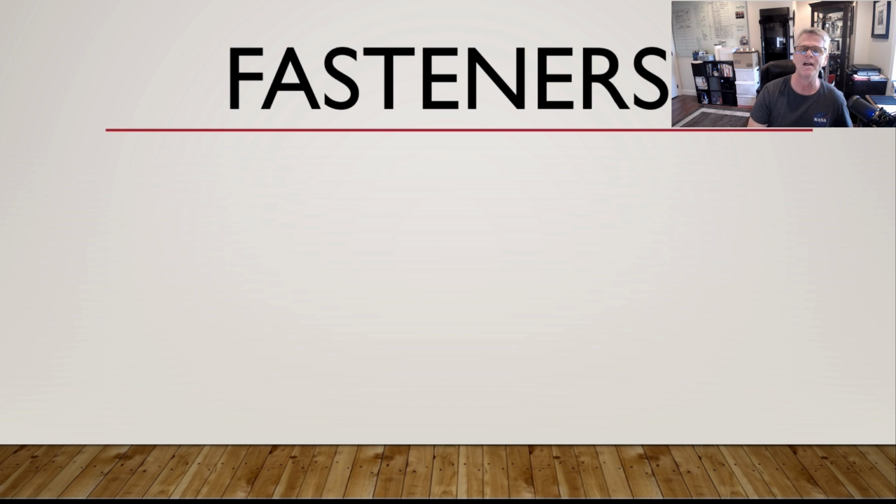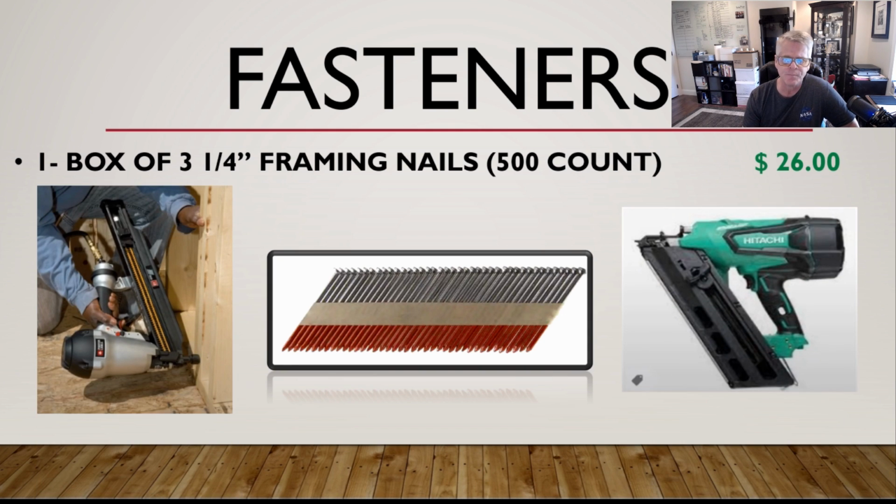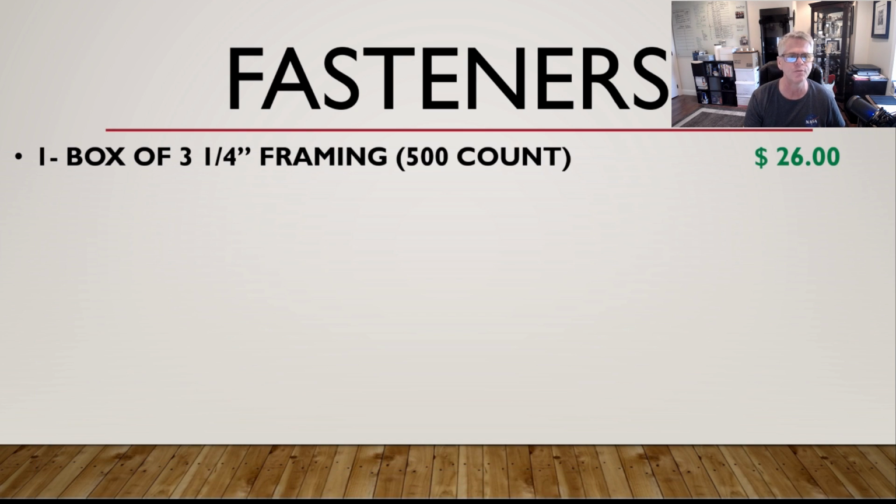All right, so let's talk about the fasteners first. Framing nails, obviously, we'll start with the framing. I get a box of 500 3¼ inch nails, 26 bucks a box. That's for my electric framing guns and my air guns. 26 bucks for a box of those.